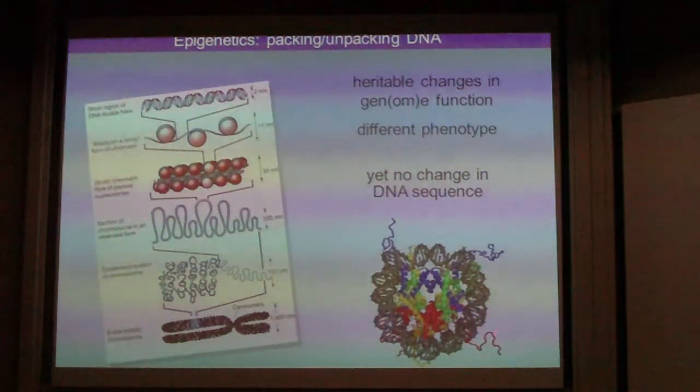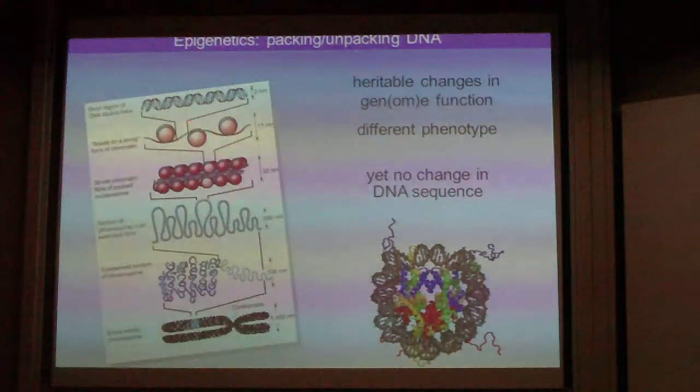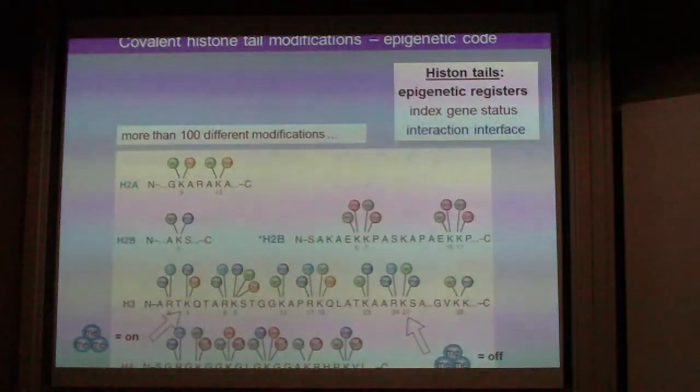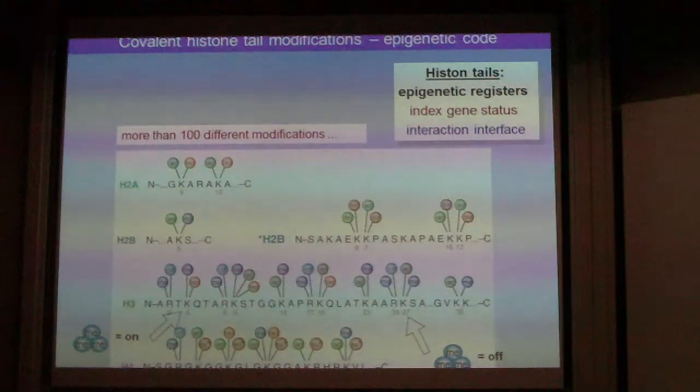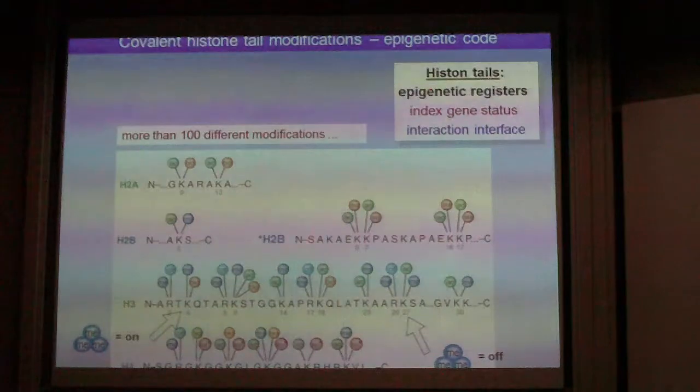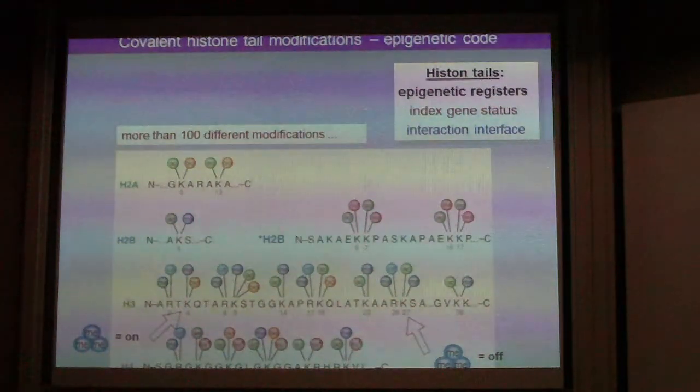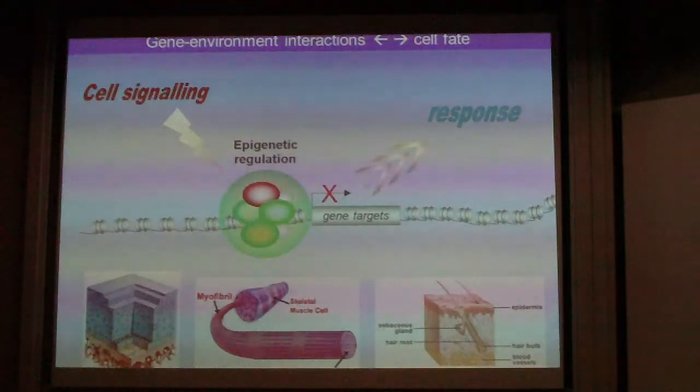DNA is not naked. It's wrapped around histones, and they're not only there to provide structural support, but they actually have little tails that can be modified. And together, all these chemical modifications provide an epigenetic register, a local status of gene activity. I don't think this is going to bother us too much. But anyways, we'll see.